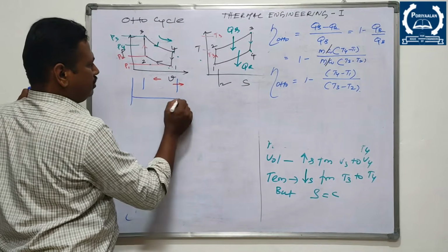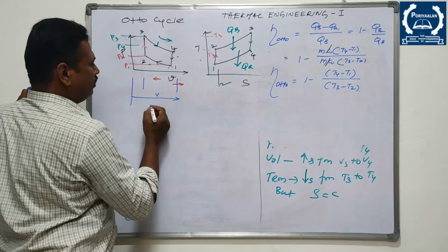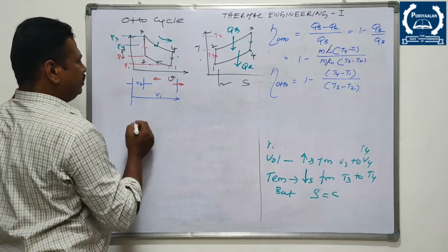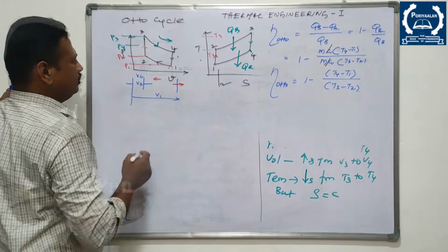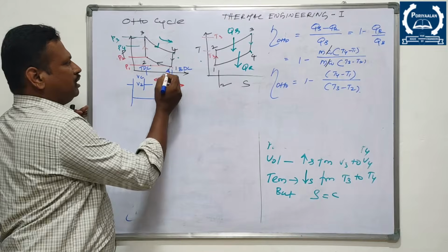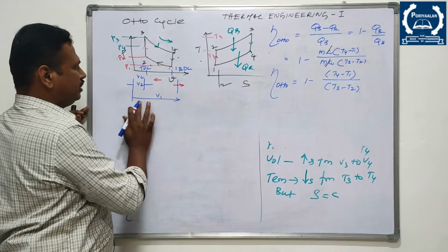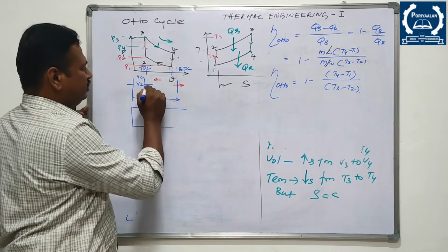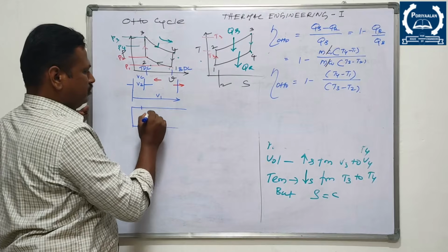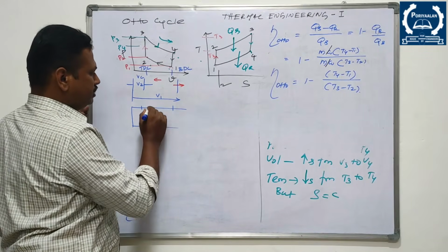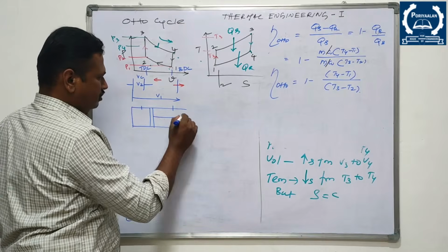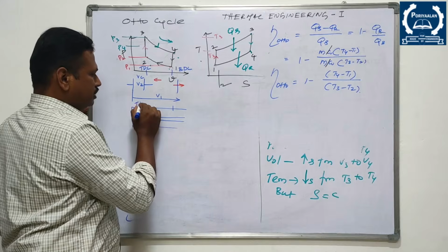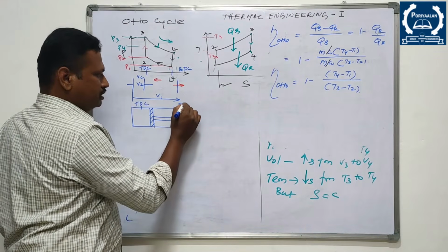this is V1, right? This is your V2. So V2 is nothing but the clearance volume. So this is your top dead center, this is your bottom dead center. So for further clarity, let me draw a simple picture of an engine. So this is your TDC, this is your BDC. So this is your piston, this is your TDC, this is your BDC.